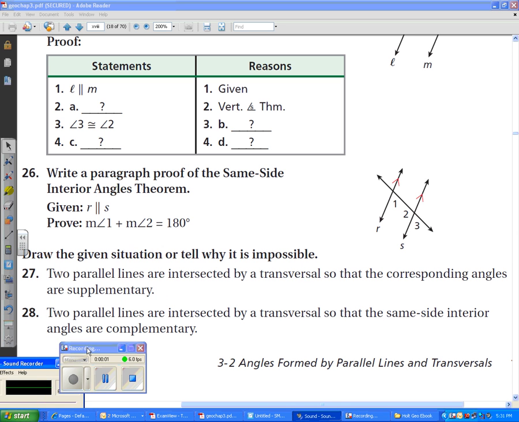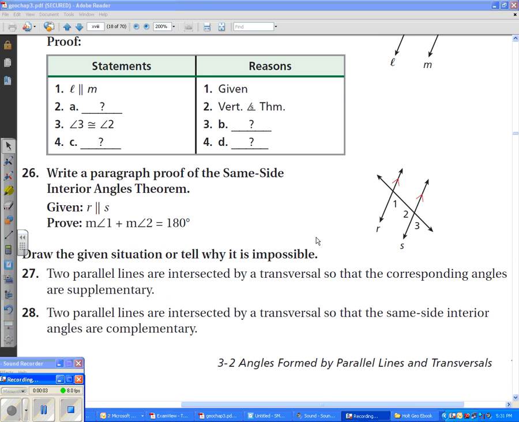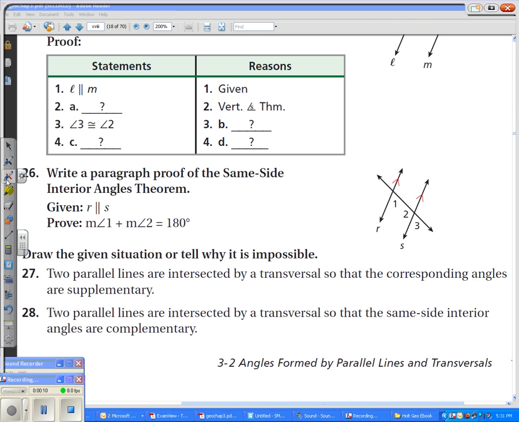Okay, for chapter 3, I'm going to go over in this video 3 different types of proofs that you might need to know for the test. And then hopefully I'm going to go over solving systems of equations and then some other things that you might need to know from the things you need to know worksheet.